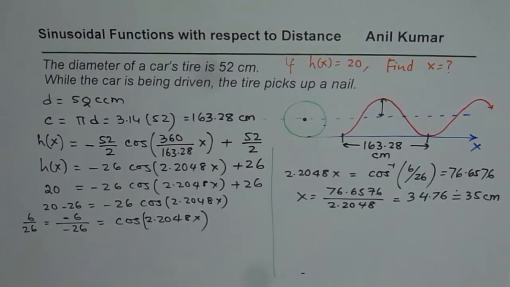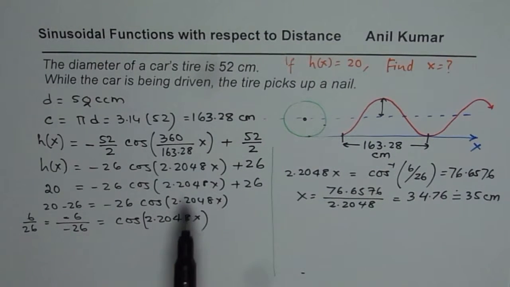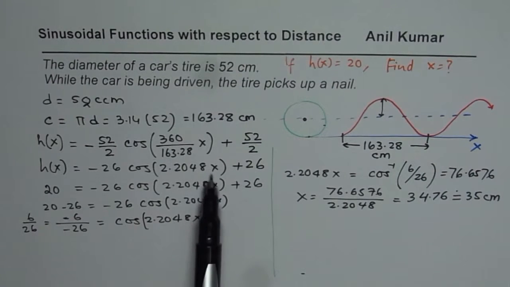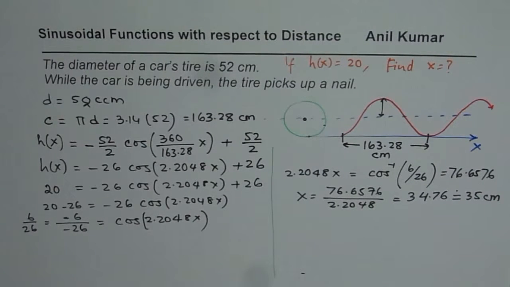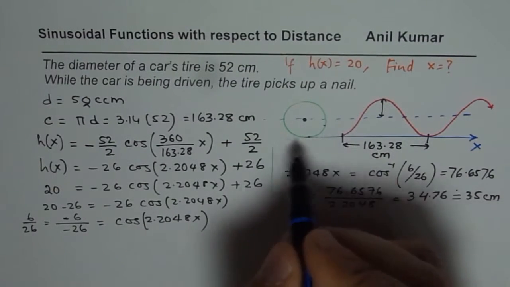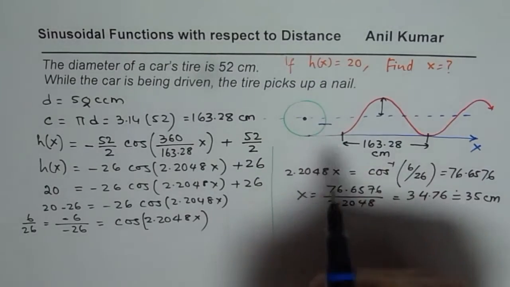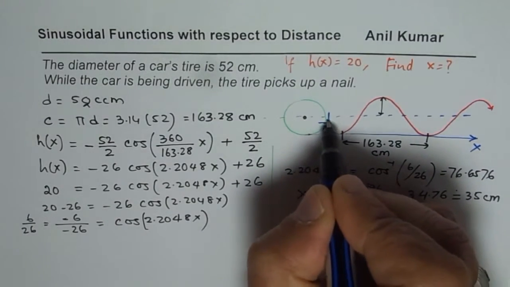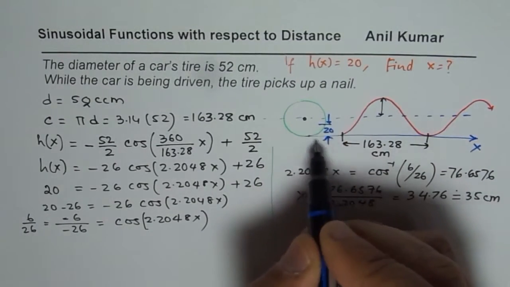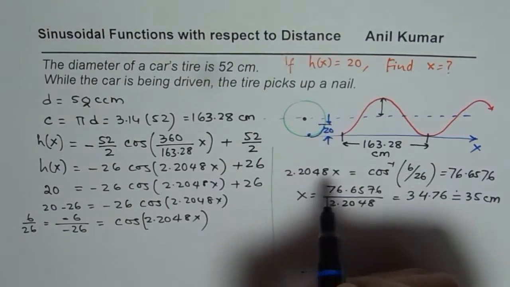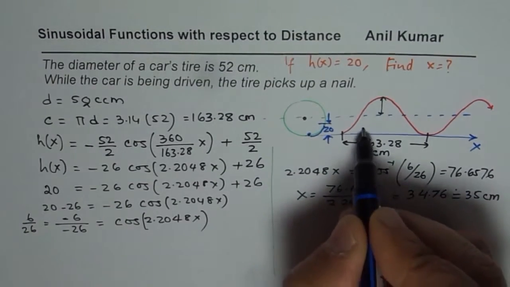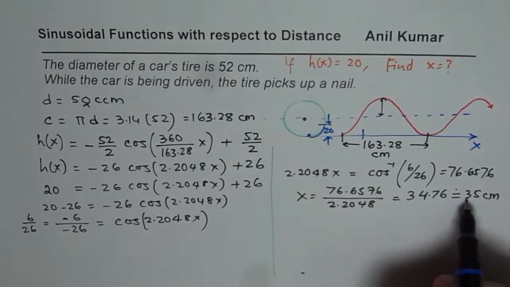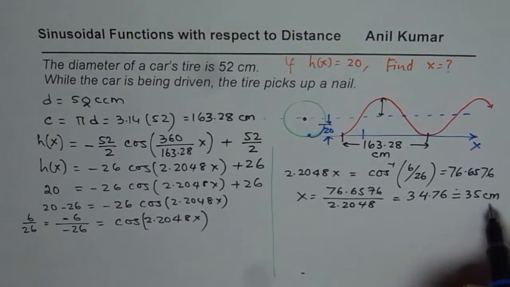Do you get the idea? So that is how we can do the reverse calculation and find the horizontal distance traveled, correct? So now this is when the car travels, and let us say that is the height 20. So that is the height 20 we are talking about. So when the nail goes 20 up, in that time it moves horizontally 35 centimeters approximately.